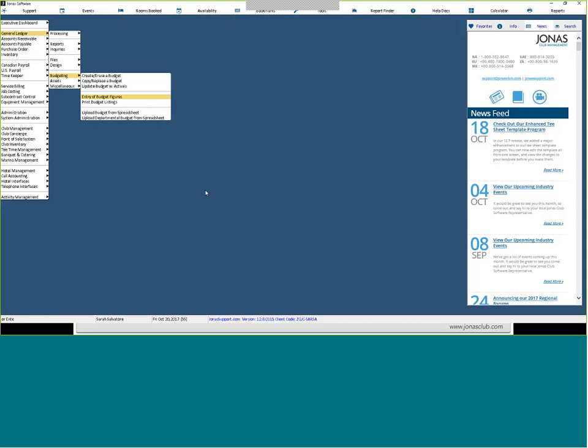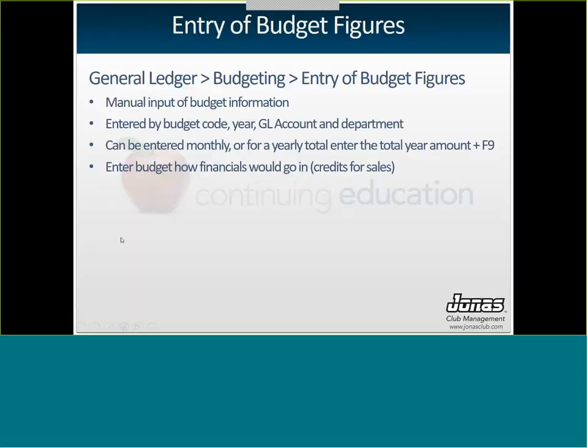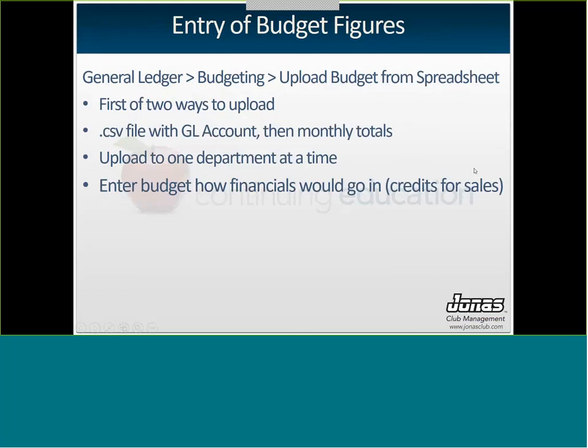If you're watching me do this and going, I have 100 general ledger accounts, there's no way I'm going to sit there and do them all. Don't worry, you can upload your budget. So you have two options to upload your budget. Both of them do come from an Excel spreadsheet. The Excel spreadsheet just gets saved as a .csv or comma separated file right before you upload.